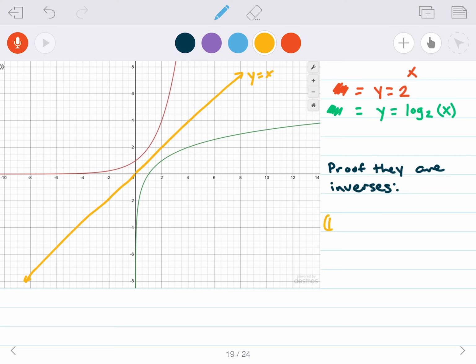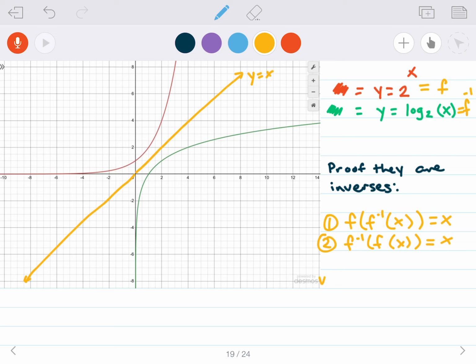Well, we had to show two things. We had to show that f inverse of f of x was equal to x, and that f of f inverse of x equals x. Now, in this case, it doesn't really matter, but we said that the exponential function was f. That was our starting function. And then we said that this log function was our f inverse.